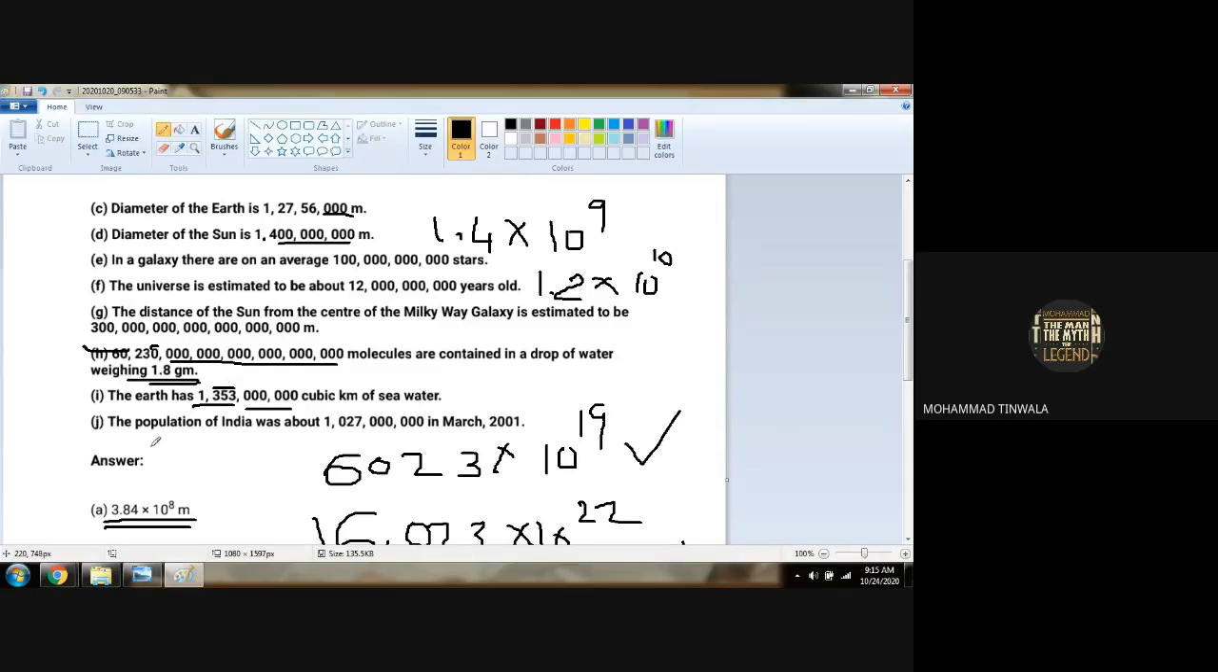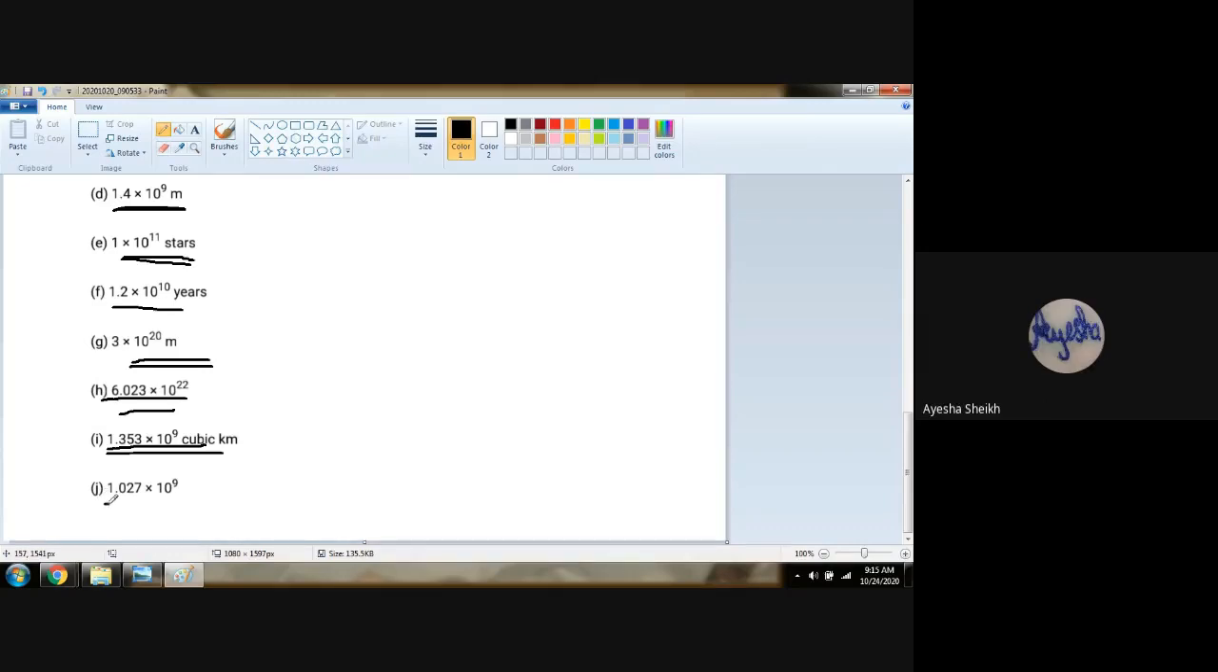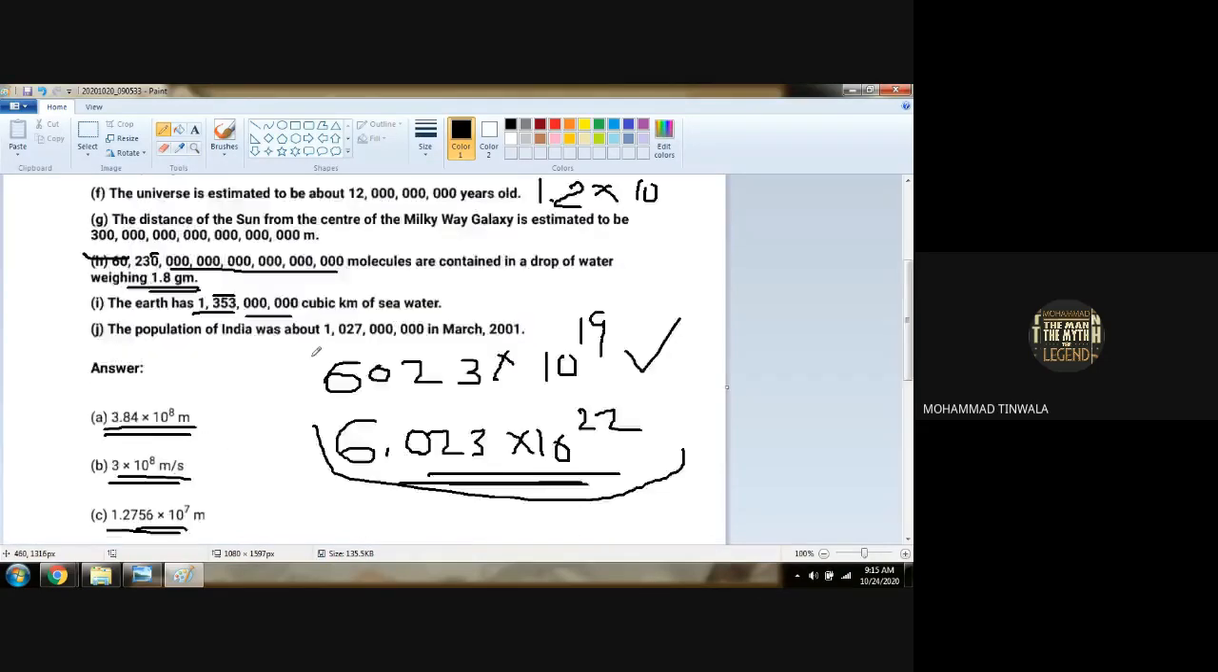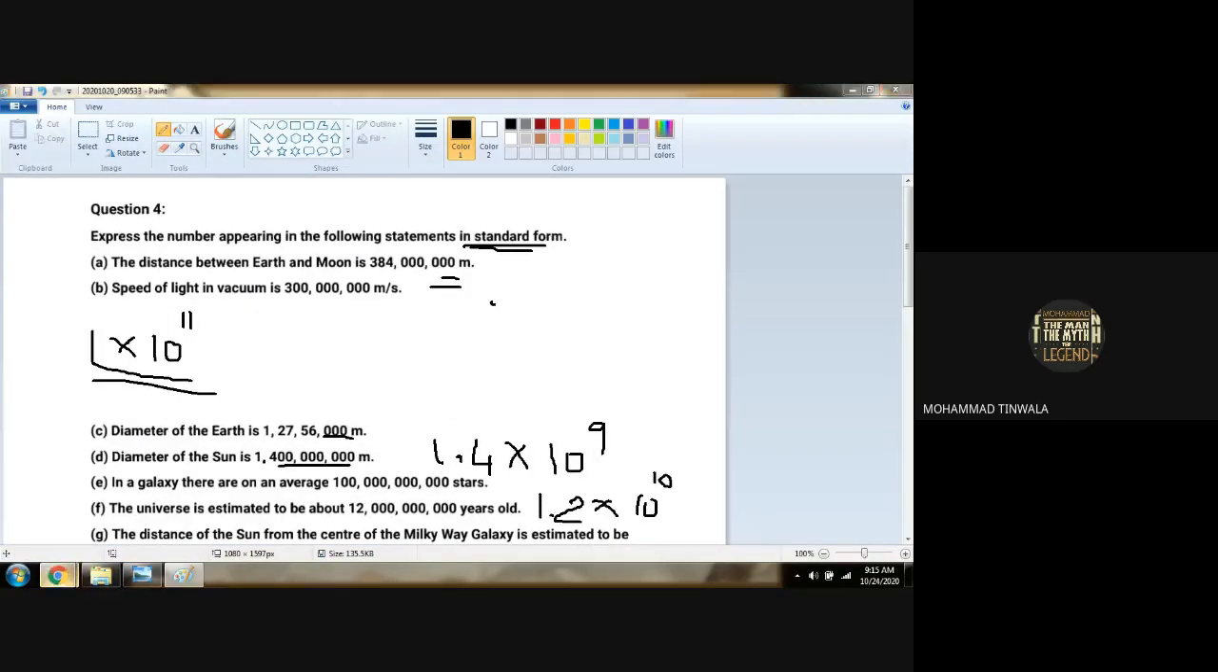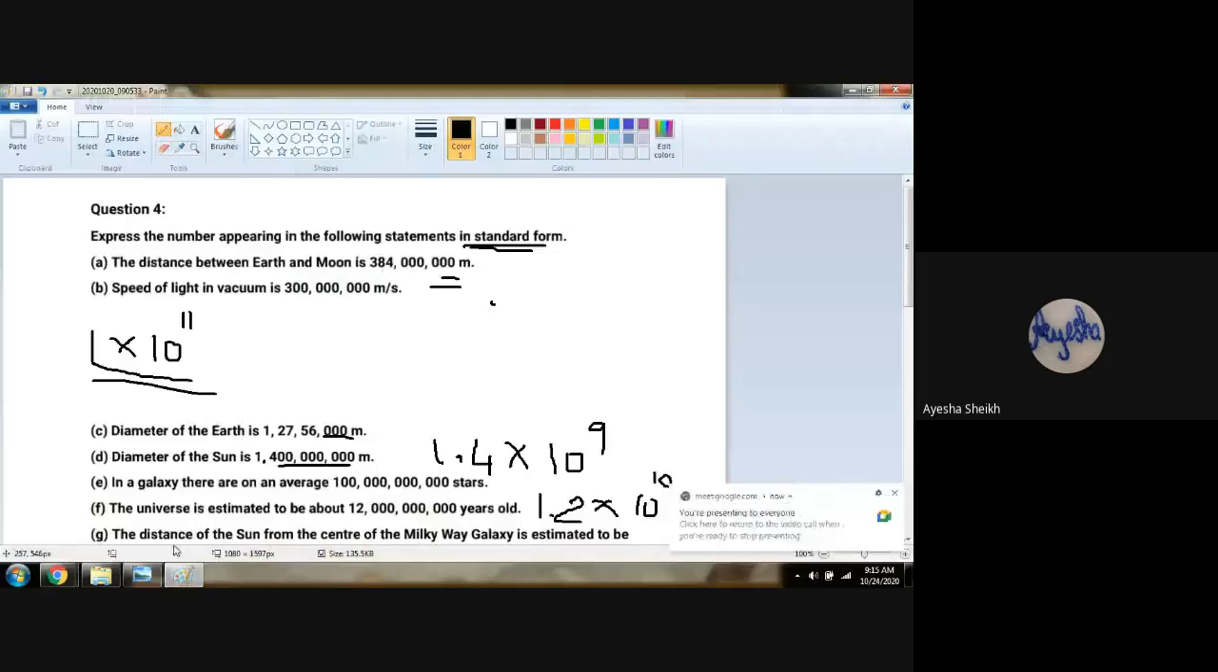Now the last question of this. The population of India was about 1027,000,000 in March 2001. So 1.027 into 10 raised to 9. Very good. Who was that girl? Aisha. Aisha, you are absolutely correct. 1.027 multiplied by 10 raised to the power 9. So do you all have any doubt? Any girl has any doubt with this question? No.